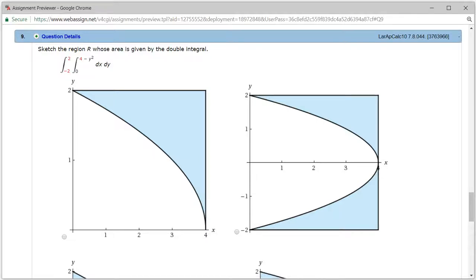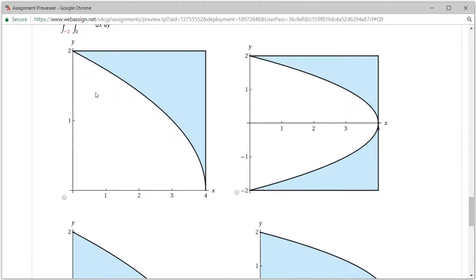All right, let's look at homework 7.8, problem number 9. We want to sketch the region R for this integral. It looks like x equals 0, which is the y-axis, and x equals 4 minus y squared. So this is sort of like a sideways parabola. It's going to be between the y-axis and the sideways parabola.